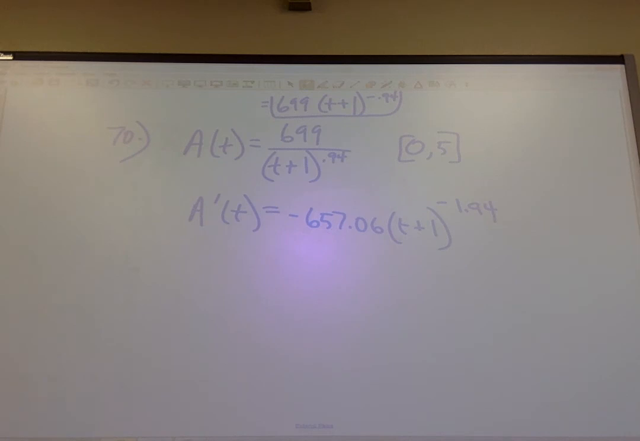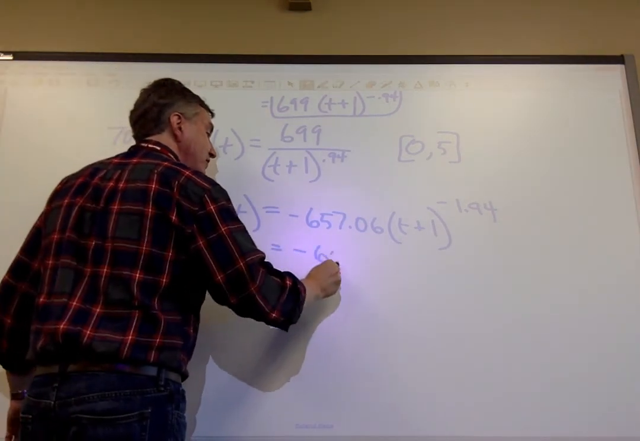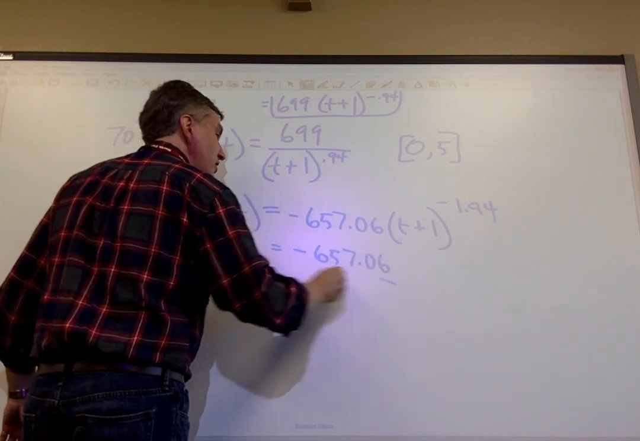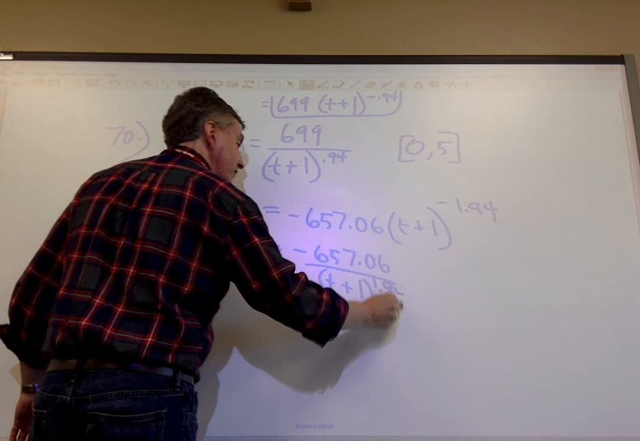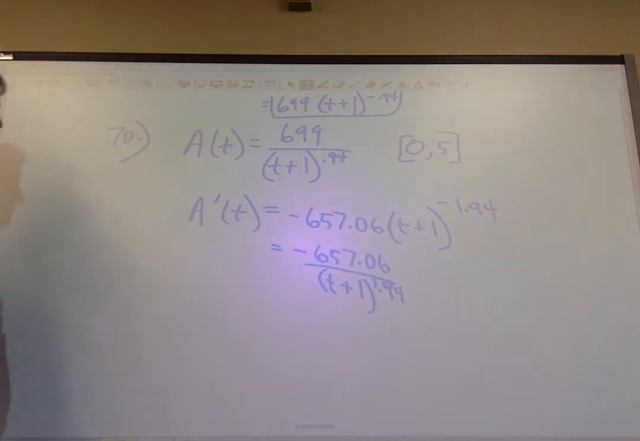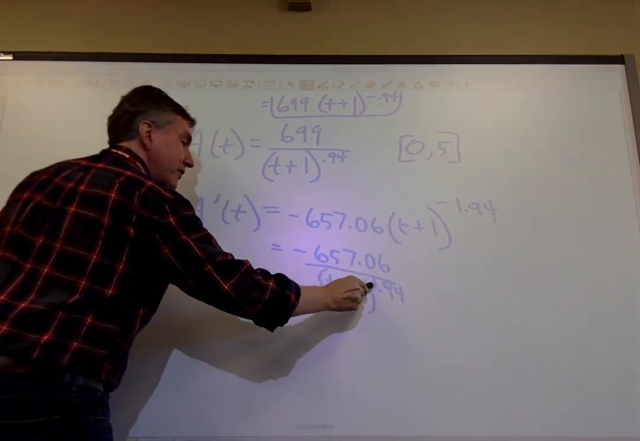Good. In fact, before we plug anything in, why don't we write this as negative 657.06 over t plus 1 to the 1.94. Move that right back down. That'll be easier to plug into, won't it?